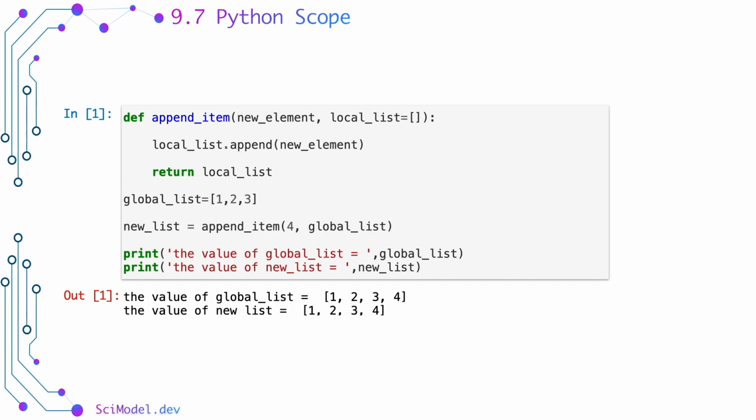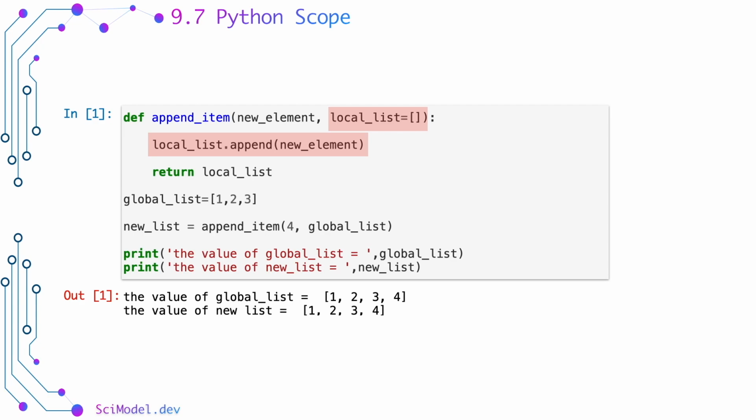We previously examined this example code when we studied the None data type. The append item function appends a new element to the local list variable. The local list variable is set to an empty list value in the function definition as a default value, but you can pass any list if you wish.